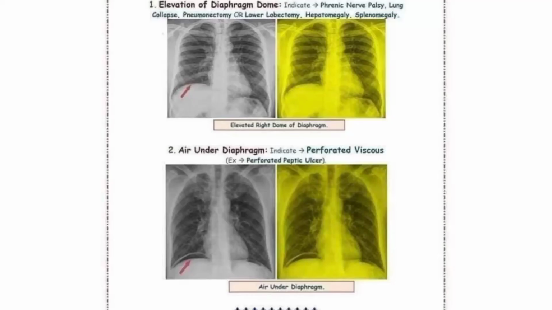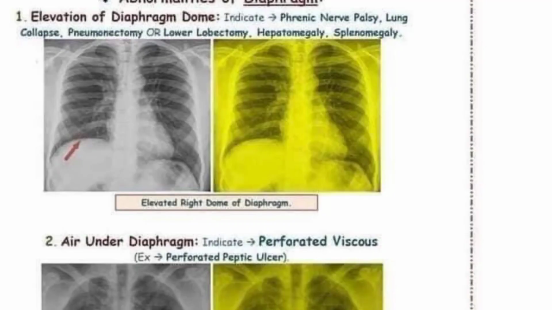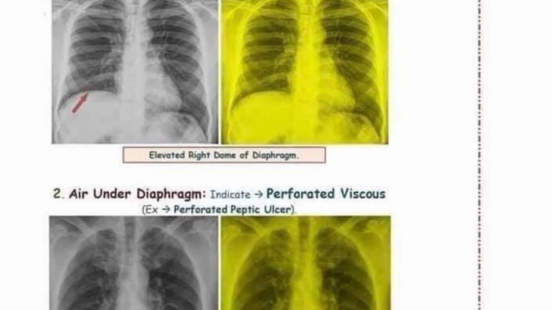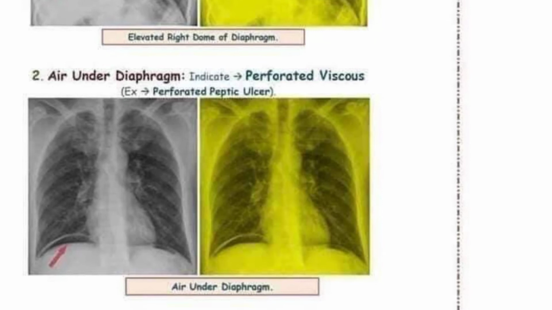Then look for the abnormalities in the diaphragm. Elevation of the diaphragm may indicate phrenic nerve palsy, lung collapse, pneumonectomy or lobectomy, hepatomegaly, or splenomegaly. This X-ray shows an elevated right diaphragm, and when there is air under the diaphragm, it shows perforated viscus.